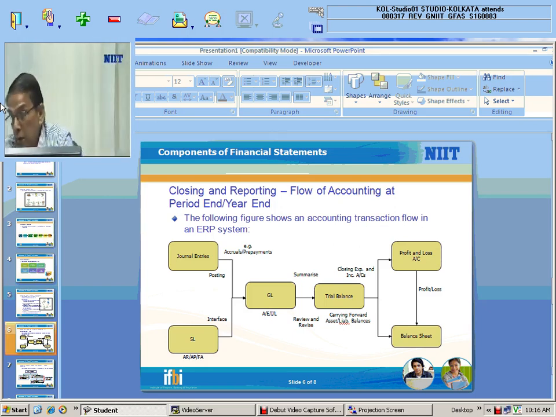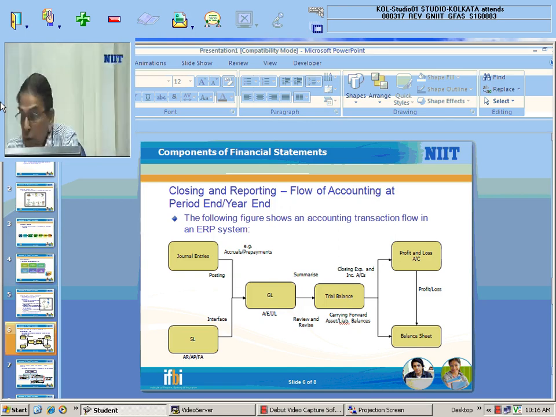At the time of reporting, the profit and loss account will be generated, the balance sheet will be generated, various kinds of financial reports will be generated by the system. That is how the accounting cycle, recording to reporting, works. Recording starts with journal entries getting posted and reporting with generation of the profit and loss account, balance sheet, etc. by the system.